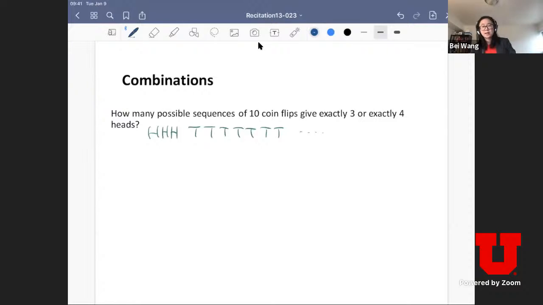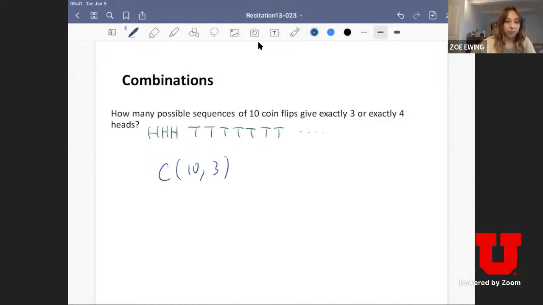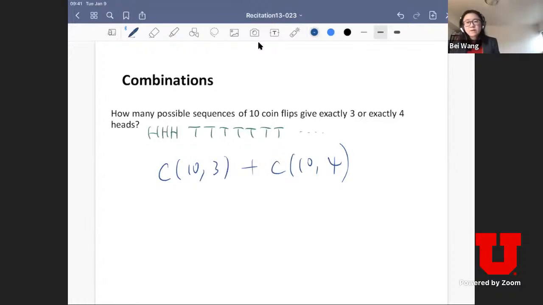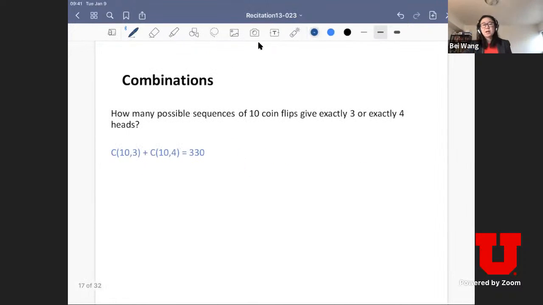So what is the formula? Again, I'm not asking for the integer solution. I'm just asking for the actual formula itself. And let's see, Brandon said 10 choose 3 plus 10 choose 4. Exactly. So the reason this is using addition is because in this particular case, you have 2 different types of configuration and they are mutually exclusive. So you can just add them together. But later on, when you have problems that are not mutually exclusive, then you have to subtract the cases that are duplicated.